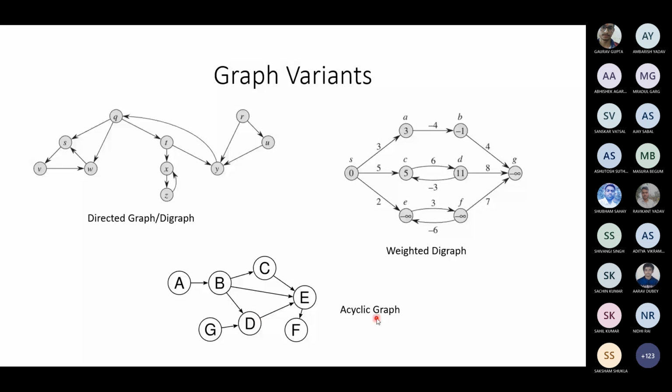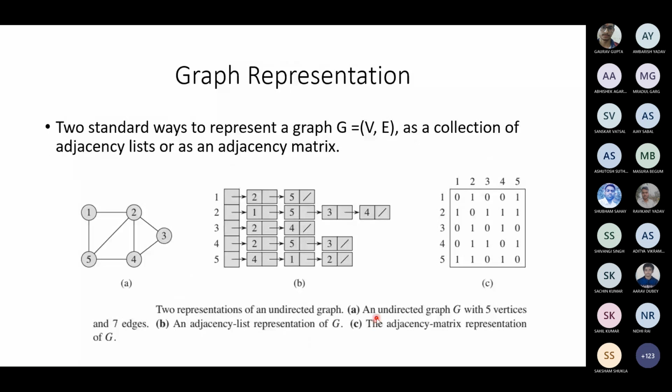You can represent a graph in two ways. One is a matrix, the other is a linked list. We can call that a collection of adjacency lists or an adjacency matrix. An adjacency list is a linked list. An adjacency matrix is a matrix representation, an array representation. You cannot represent a graph in a one-dimensional array. You need two dimensions.